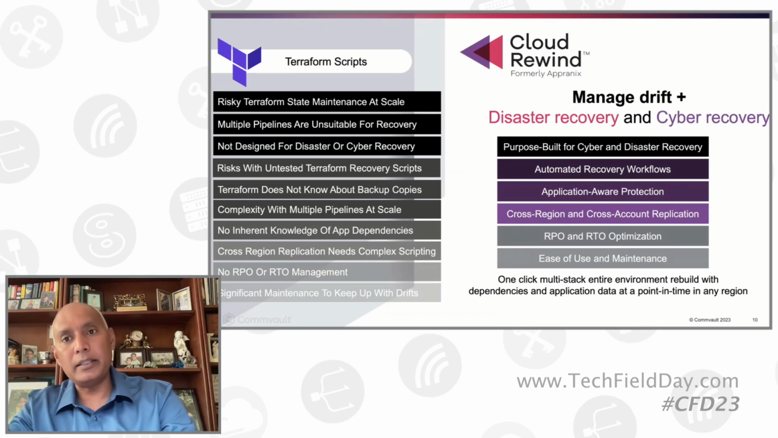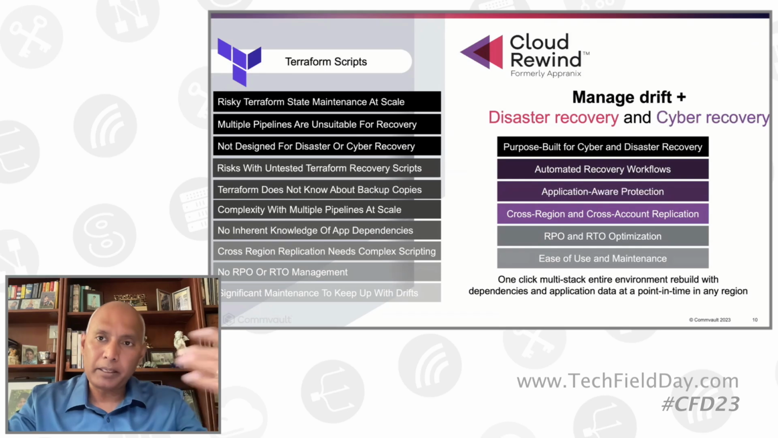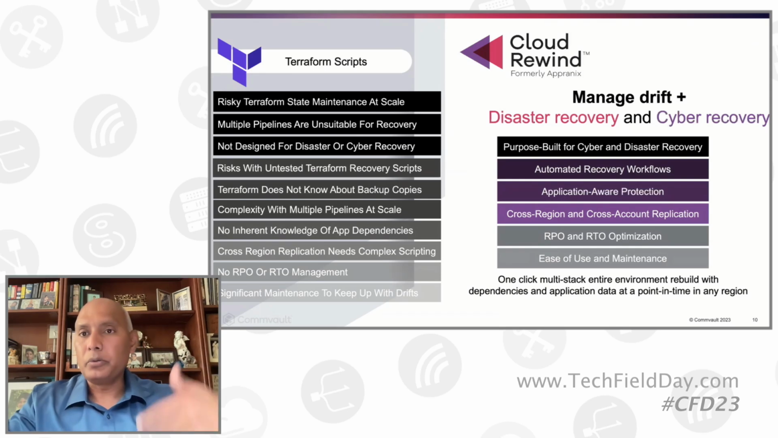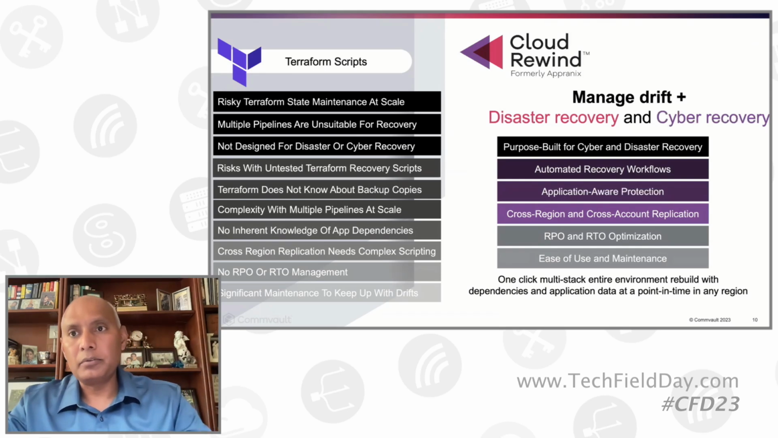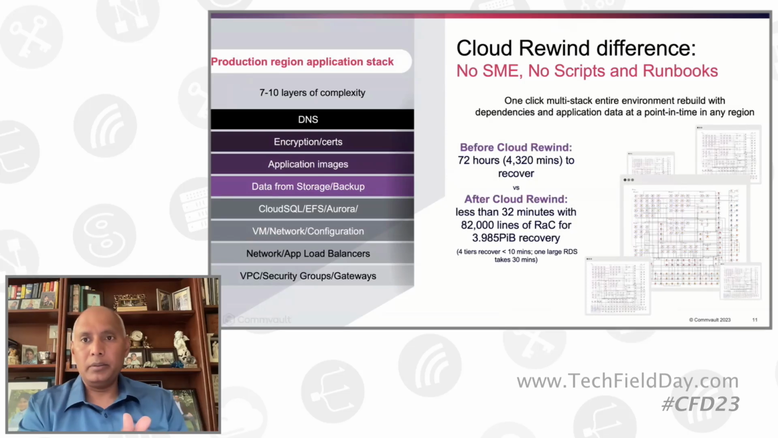But when it comes to resiliency, which combines disaster recovery and cyber recovery, along with managing drift, that can be done in a single product across multiple cloud environments. So it is application aware, so it can really go after your SLA for RTO and RPO. Right? And that's what customers like this one, in financial services, get. It's not a huge environment, it's about 3.985 petabytes.